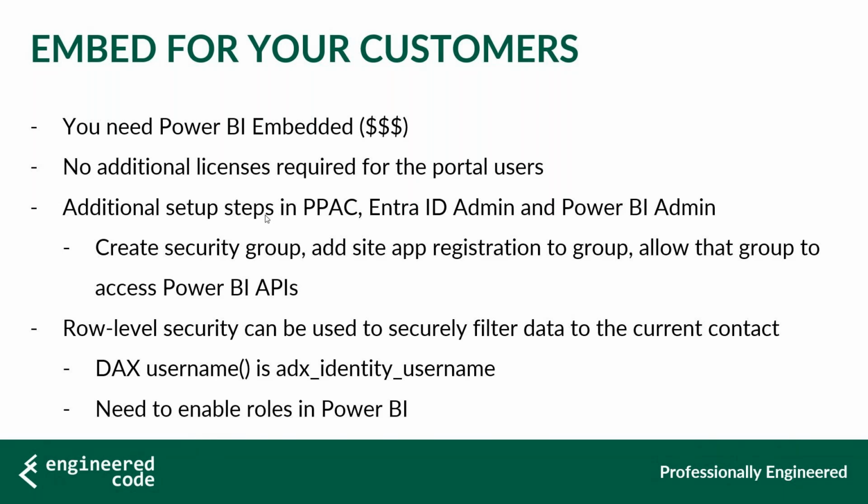The big key is that within DAX, there's a USERNAME function, and that will return the adx_identity_username field of the currently logged-in contact. So think of it as the username of the contact being passed in to Power BI, and then you can perform all your filtering that way. If it's a list of, say, accounts that the contact is related to, you can build that into your row-level security because you have not the ID of the contact, but the username of the contact to perform your security trimming.